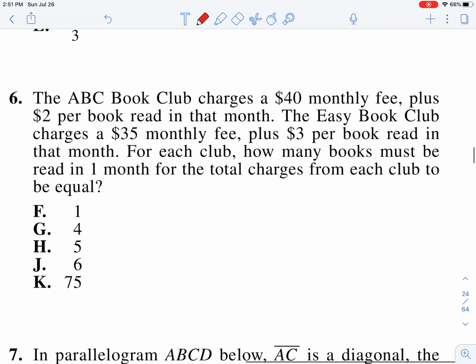ABC Book Club charges a $40 fee monthly plus $2 per book read in that month. The Easy Book Club charges $35 monthly plus $3 per book. How many books must be read in 1 month for the charges to be the same? So this is an application of linear equations problem.